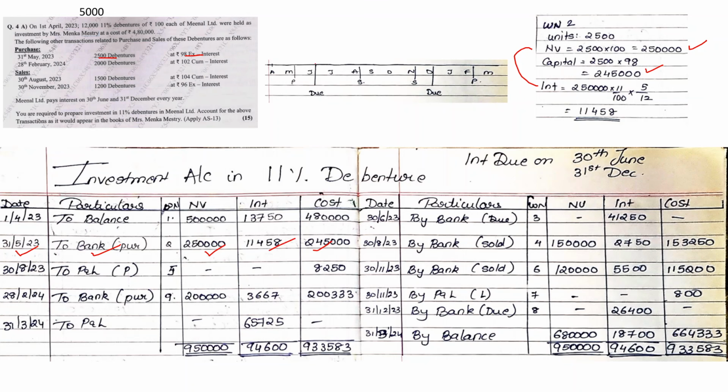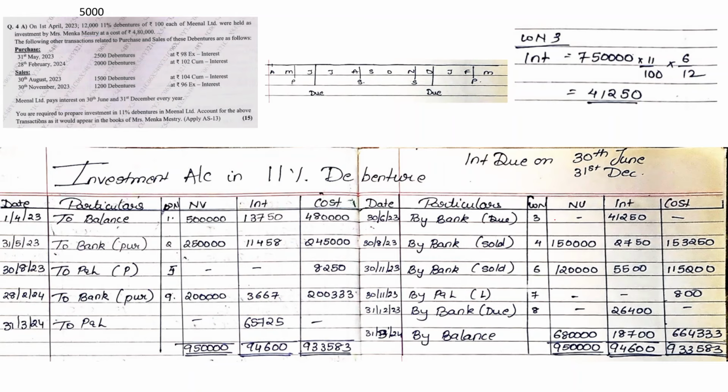Next, after that comes June due date. So for the due date, working note number 3. On the buy side, 30th June, buy bank due date. There will be no nominal value, no cost, only interest. Interest on what all things were present? So we had 7,50,000 NV pending and we didn't sell anything till now. Into 11% into 6 divided by 12, so we got 41,250.